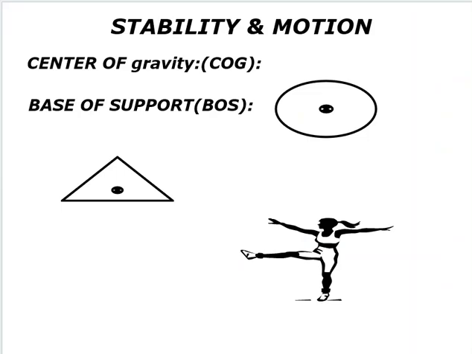Stability. So we have this center of gravity and a base of support. Stability is based on where the center of gravity is within the base of support. And the center of gravity can change, right? As we move around, our center of gravity moves. So you can see there's a base of support, and then there's a dot in the center of each of these bases of support, which is the center of gravity. So at this point, they are stable, but these can move around.